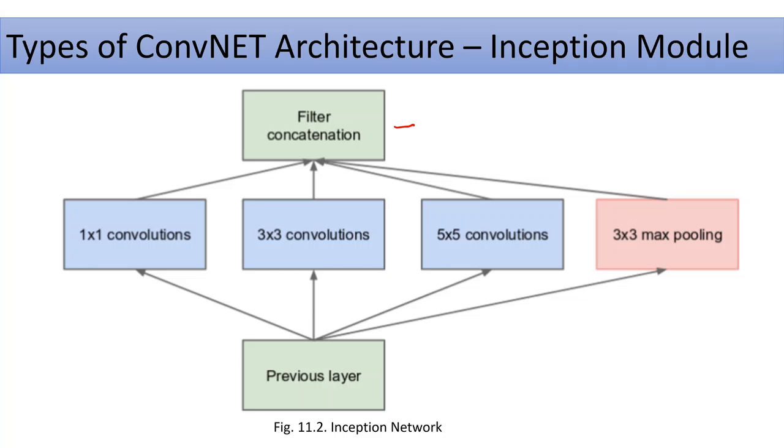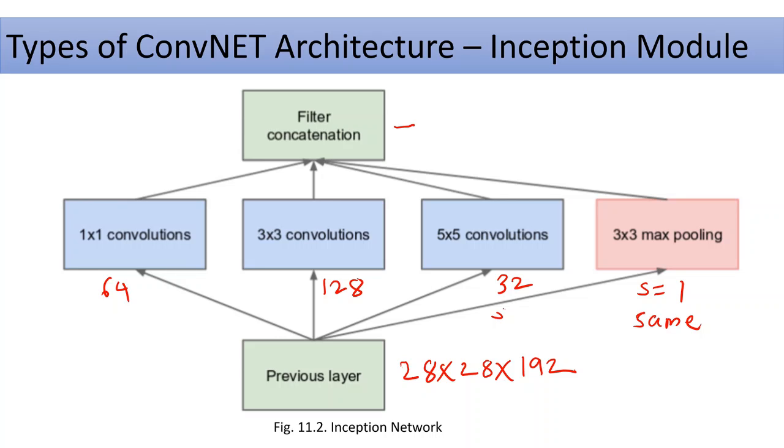Let us now assume that the previous layer's feature map dimensions are 28 by 28 by 192. Let us assume that the total number of filters in the 1 by 1 convolutions is 64, in the 3 by 3 convolution is 128, and for the 5 by 5 convolution I will be using say 32 filters. For max pooling the stride should be equal to 1, and I'm using same padding. The padding for all the convolutions is also same.